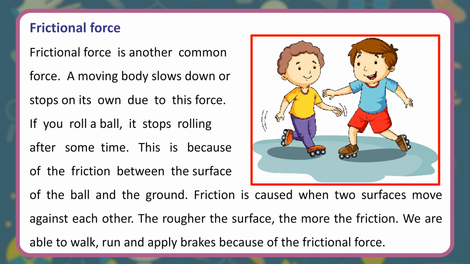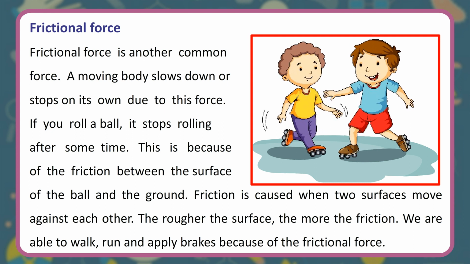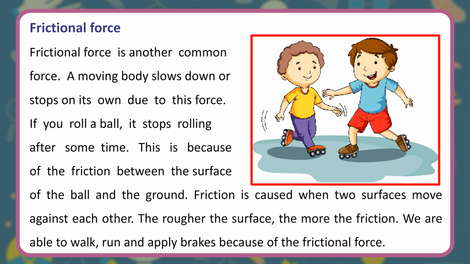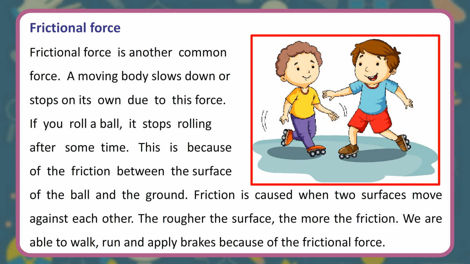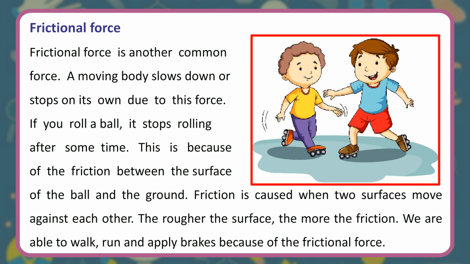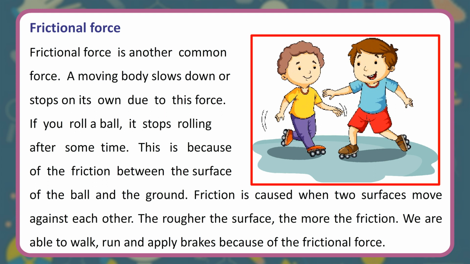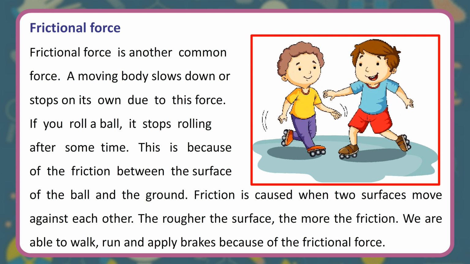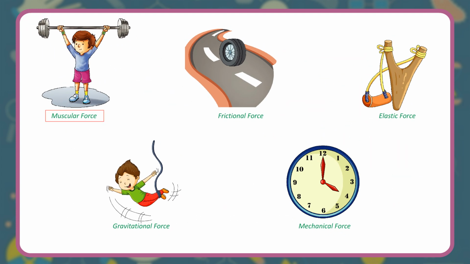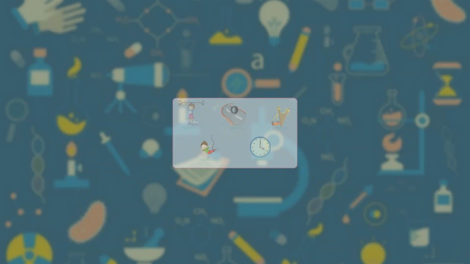Frictional force. Frictional force is another common force. A moving body slows down or stops on its own due to this force. If you roll a ball, it stops rolling after some time. This is because of the friction between the surface of the ball and the ground. Friction is caused when two surfaces move against each other. The rougher the surface, the more the friction. We are able to walk, run and apply brakes because of the frictional force. Muscular force, frictional force, elastic force, gravitational force, mechanical force.